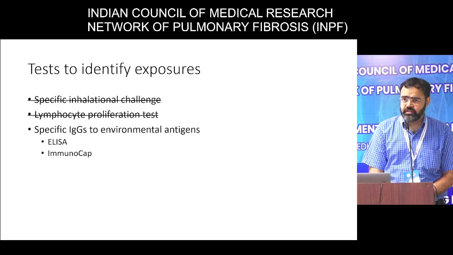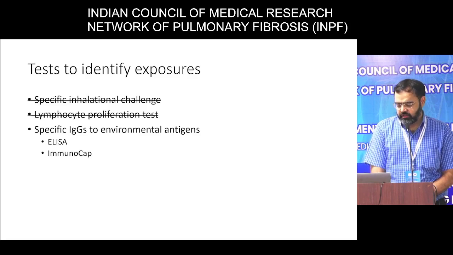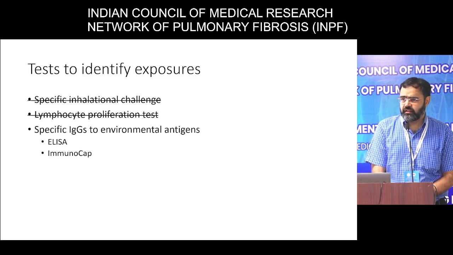Lymphocyte proliferation test, again, taking BAL lymphocytes and exposing them to antigens. It is again very cumbersome, very resource intensive, needs a very special laboratory support. So they are impractical. What is practical in our setup is doing specific IgGs to environmental antigens. They can be done in ELISA, which was the previous technique used, but now they are done by immunocap method, which is a fluorescent enzyme immunoassay.